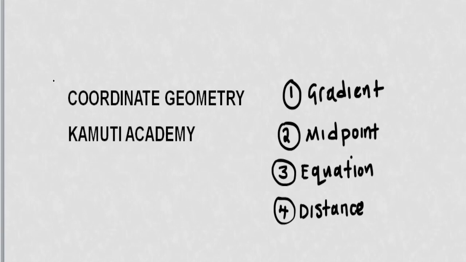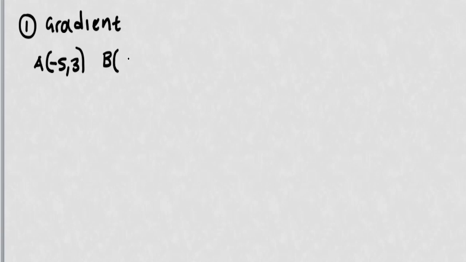So let's start with the first concept, which is gradient. What should you know about gradient? The first thing is you must know how to find the gradient of a line given points. Suppose you are given 2 points: A, which has coordinates -5, 3, and B, which has coordinates -4, 1.